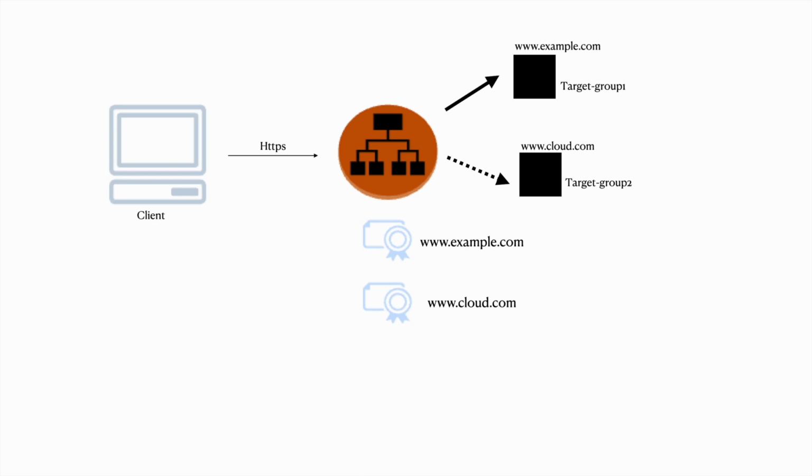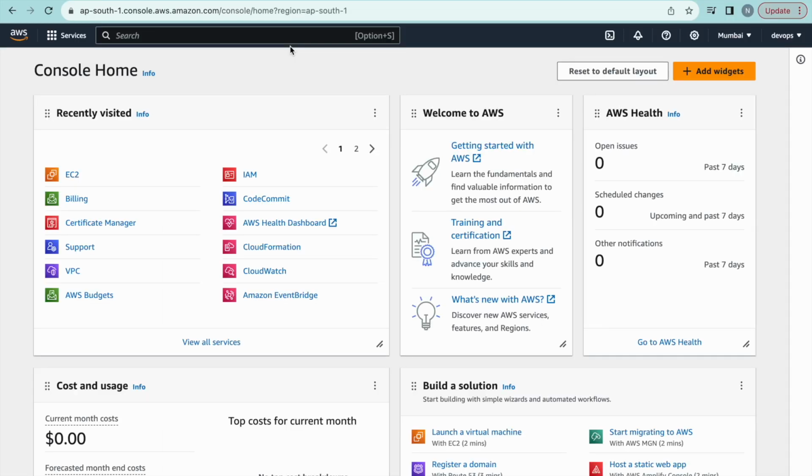Now, I will show you in the AWS console where we can create an HTTPS listener and attach a default certificate. I do not have a registered domain, so I can't show you a live demo, but still I can show you where we can do that. Let's go to the AWS console. I am in the AWS console. I am navigating to load balancers.